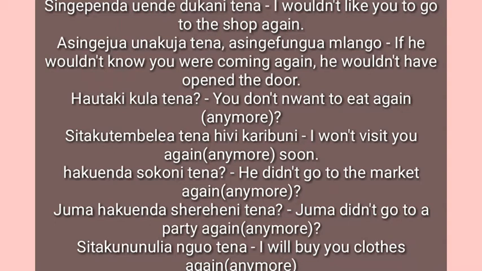Sitakununulia nguo tena. I will not buy you clothes again. I will not buy you clothes anymore. Why? Because you are ruining the clothes that I buy for you. Just kidding. So make sure you have written some notes. Any word that you see here that is strange, there is an English translation. Please check and write it, because you might want to come back to it next time. It's good when you know the vocabularies, okay?